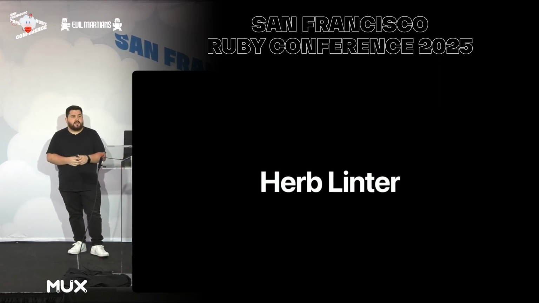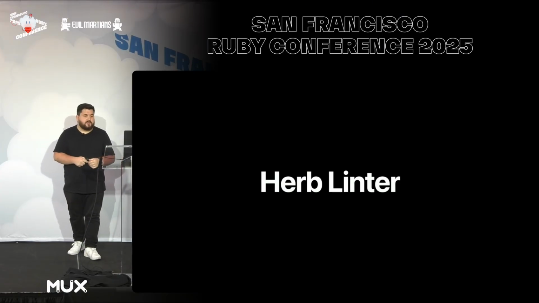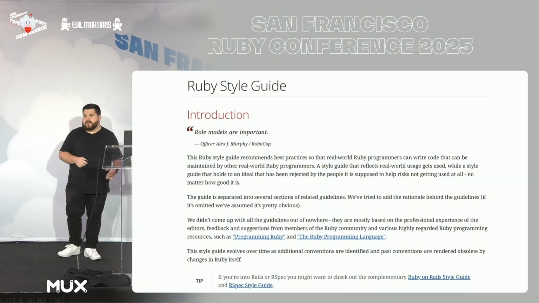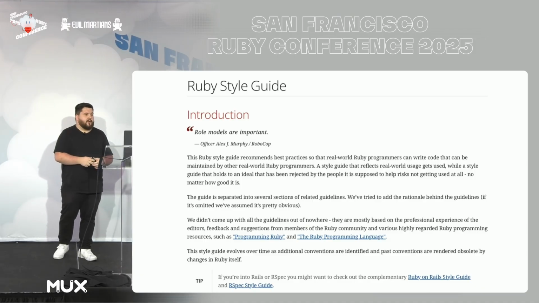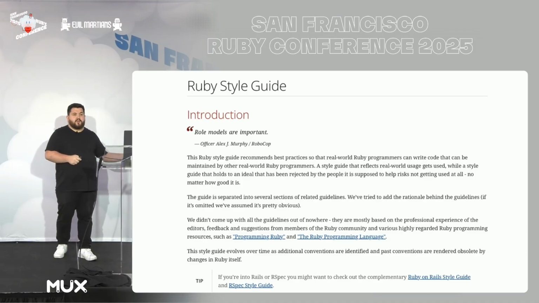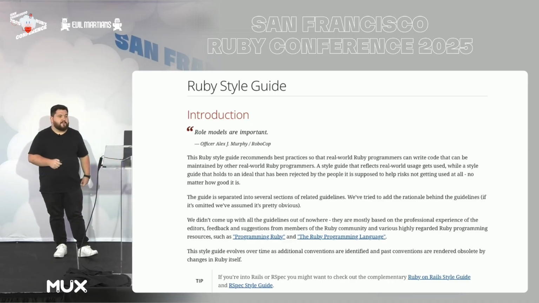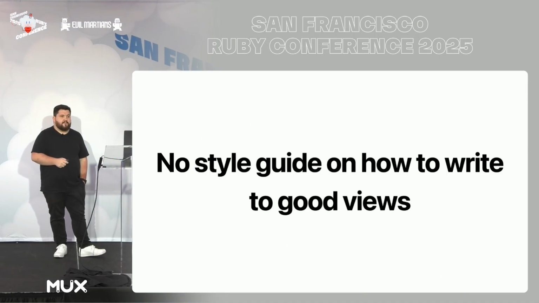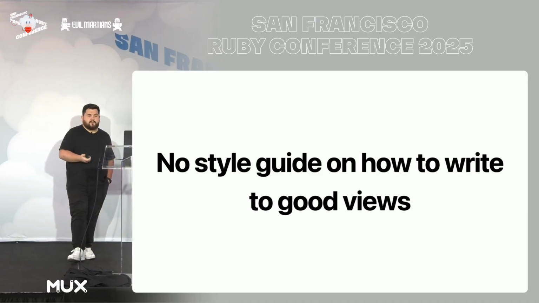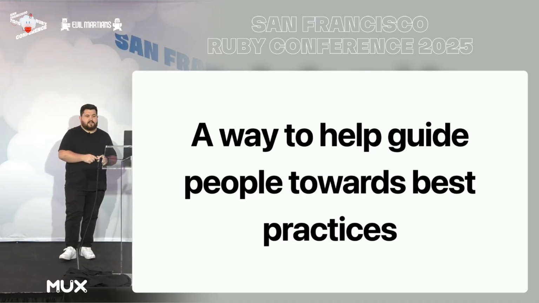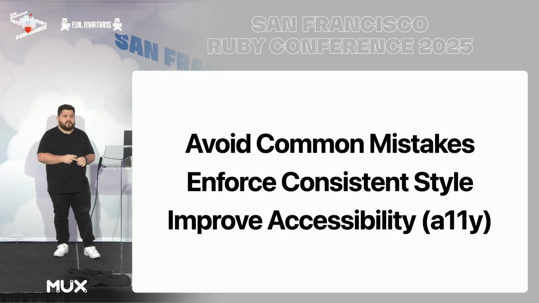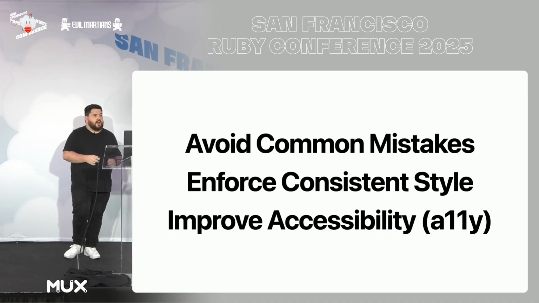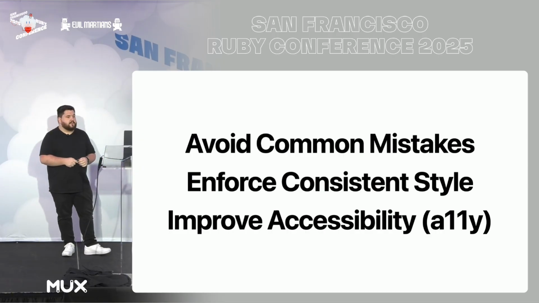Then the Herb linter is meant to help you write better views. For Ruby, we have the Ruby style guide, which RubyKaigi is trying to implement and enforce, sometimes too aggressively, I guess. But it's still good to have a tool like that which you can configure and make use of. But we don't really have anything for how you write good views. So you want a guide to help people toward best practices, avoid common mistakes, enforce some style consistency, and maybe also help with accessibility, if you can enforce some of these rules and guide people to think about these things.